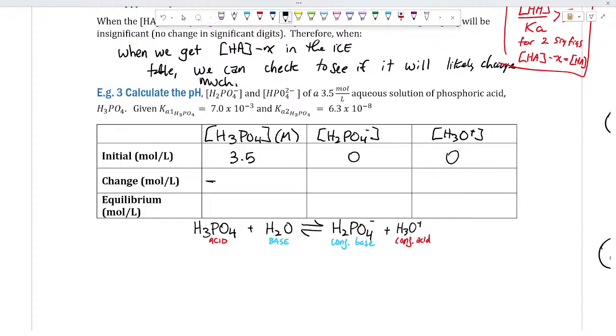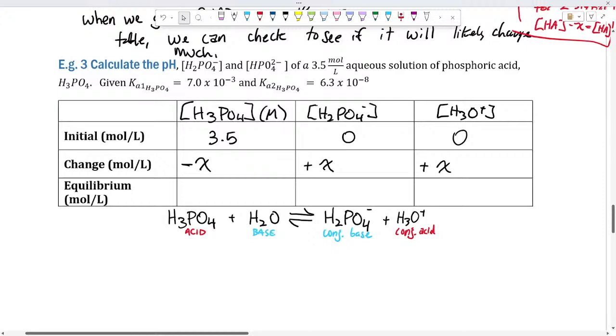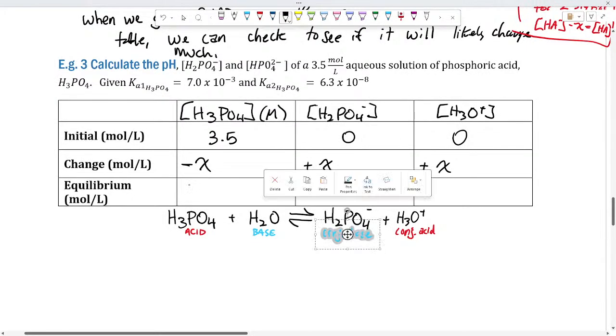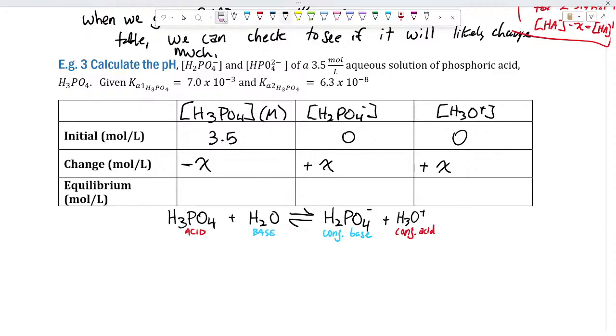Yeah, the acid's going to get used up, and the conjugate base and the conjugate acid are going to get made. And then the nice thing with acids and bases, at least, is if you look at the stoichiometry here, it is 1 to 1 to 1. Which means at equilibrium, what will this concentration be? It'll be 3.5 minus whatever x is. What will the concentration of this be at equilibrium? And what will the concentration of that be at equilibrium?